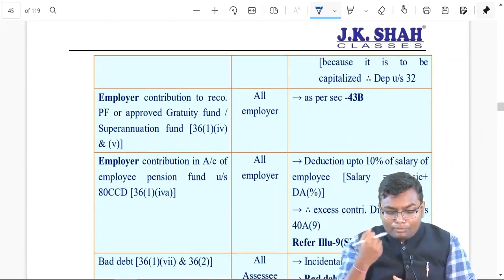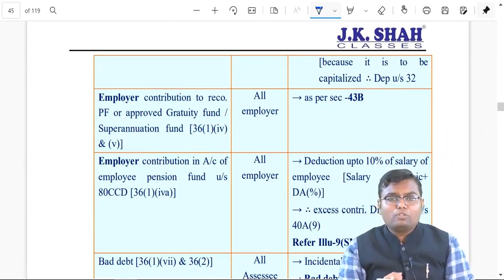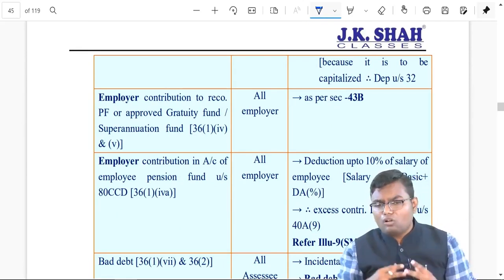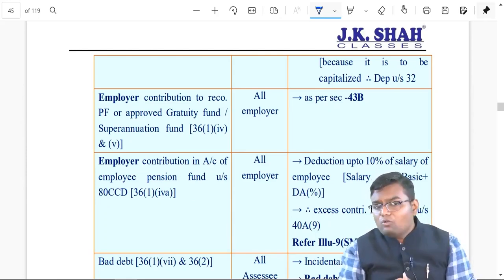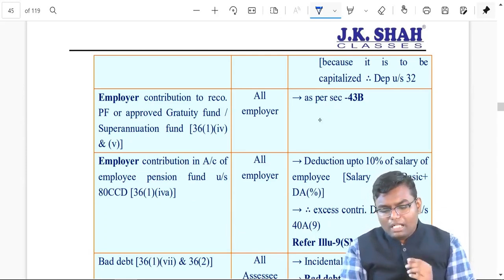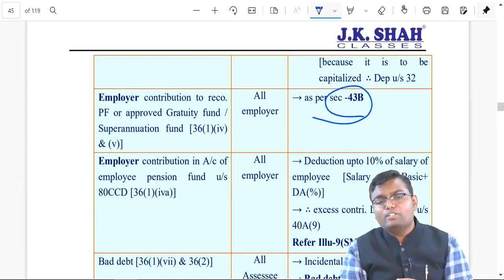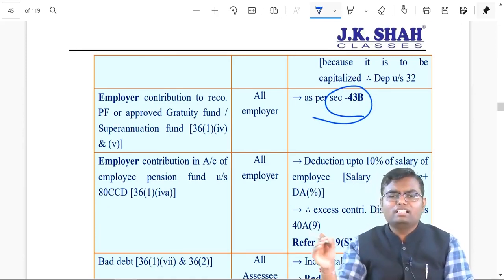Then employer contribution to recognized provident fund, approved gratuity fund, superannuation fund. In salary chapter we saw employer also contributes to all these kinds of funds. It will be allowed as a deduction to employer, but payment should be made before the due date of filing return of income under section 139 subsection 1.